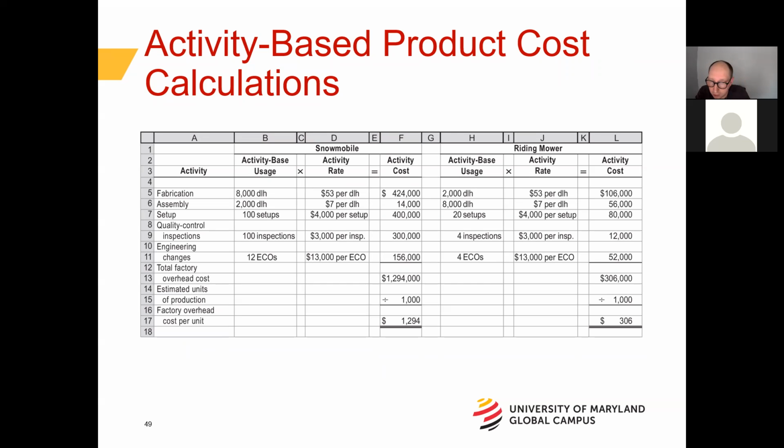Then we take that total factory overhead cost for each product type, divide by the number of estimated units of production. We said we're going to produce 1,000 in the year for each type. And that gives us $1,294 of factory overhead for each snowmobile produced, and $306 for each riding lawnmower produced.